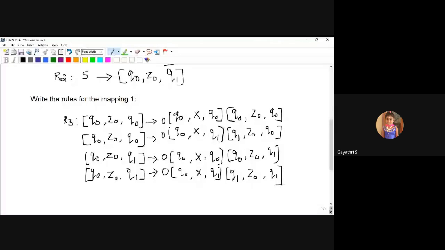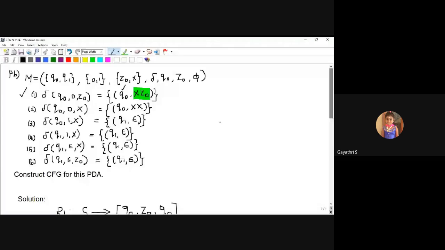So for mapping number 1, we have almost written the rules. Mapping number 1 is the category of production rules which bring non-terminals. That is why it is possible to write four production rules, since the number of variables in x z naught is 2. So 2 power 2, 4 production rules are possible for mapping number 1.